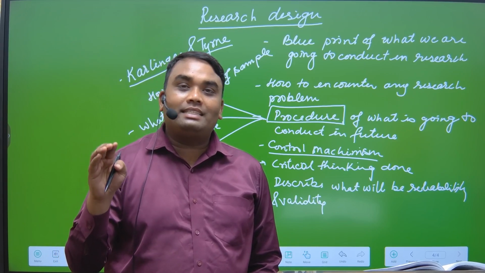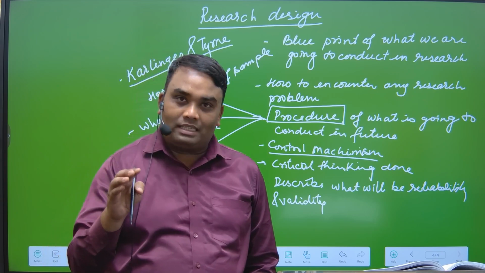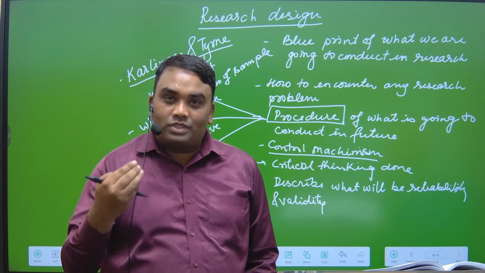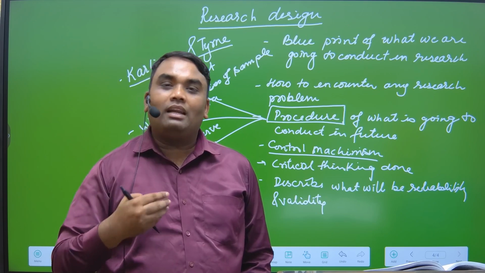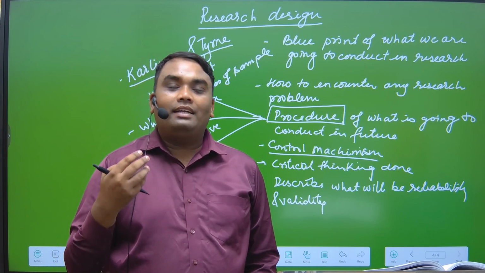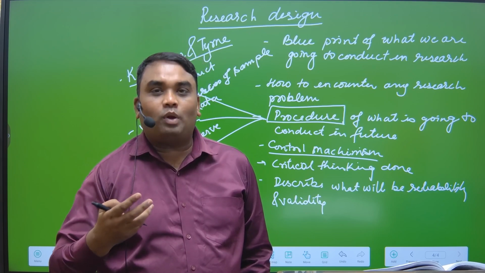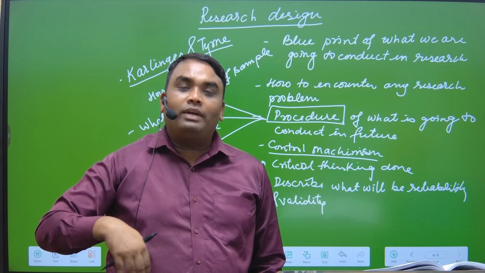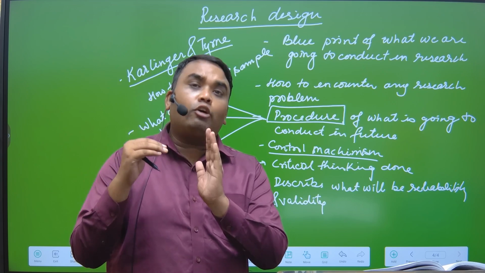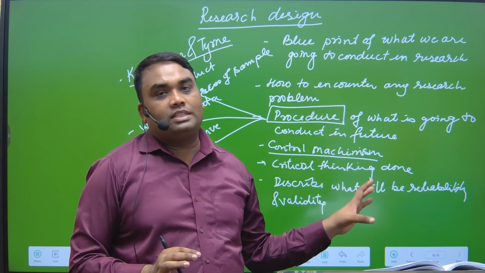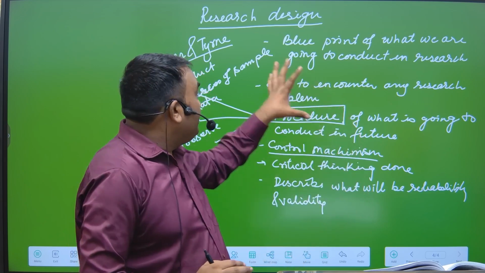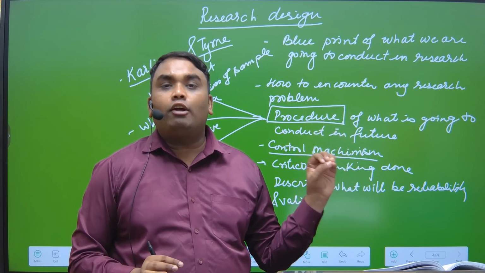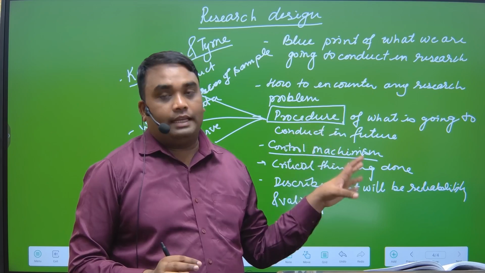So research design is basically a blueprint, and it is a futuristic activity. It is a detailed procedure: how to collect samples, how to analyze data, how to encounter research problems, how to observe. All these things are evaluated for the betterment of our research. So this is basically research design. By using these terms, you can well define the meaning of research design.